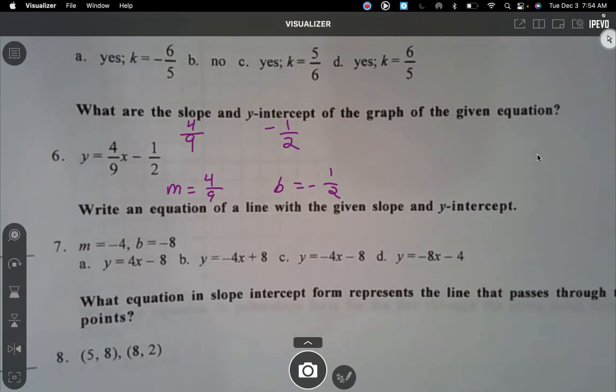Because those are the letters we use, right? If you look over there on the board, y equals mx plus b. So it's -1/2. All right, that's it. That's all you do on that one. Then they tell us on number 7, write an equation with this slope and this y-intercept.